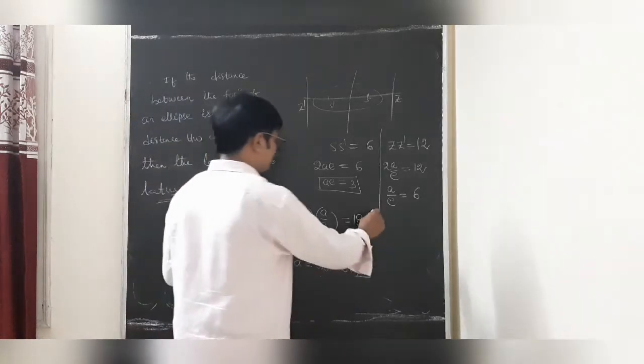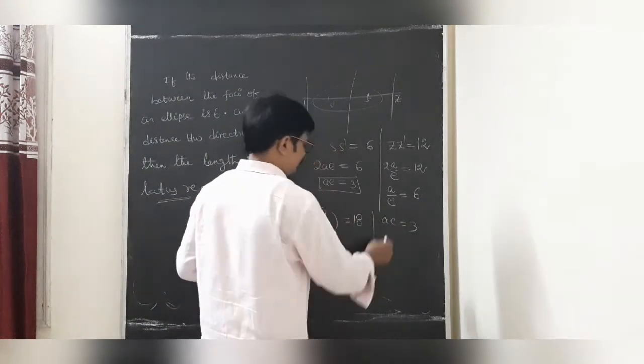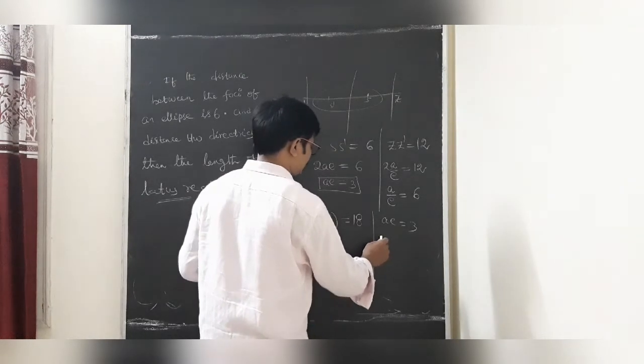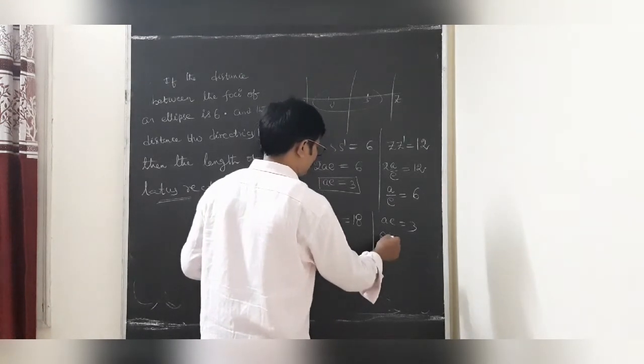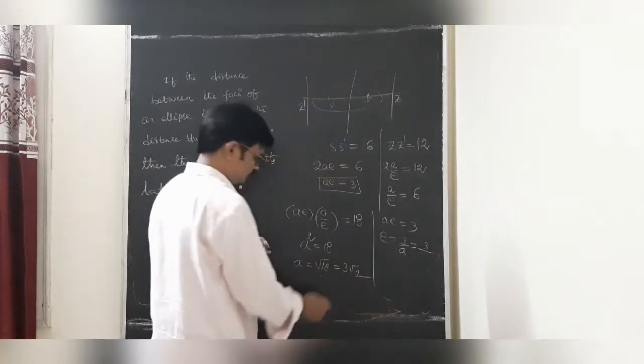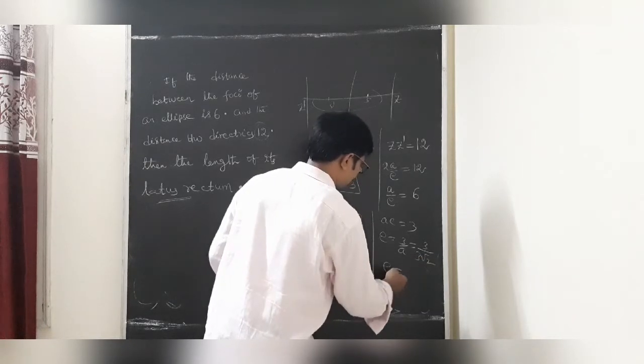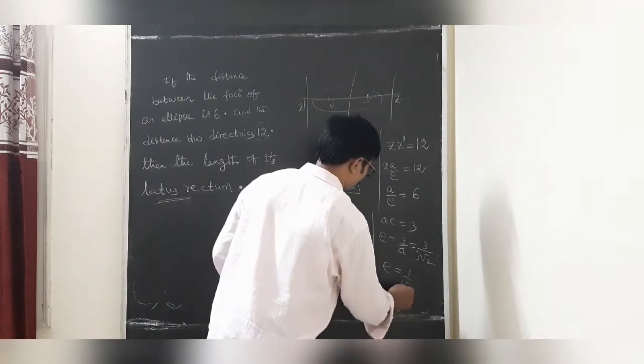Now students, what is the eccentricity? ae equals 3. Yes students, now e equals 3 by a, that is 3 by 3 root 2. Dear students, the eccentricity value is 1 by root 2.